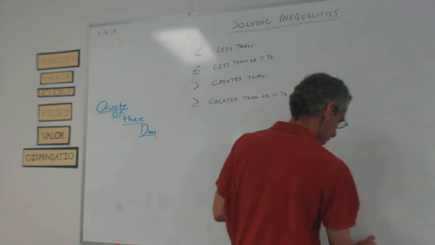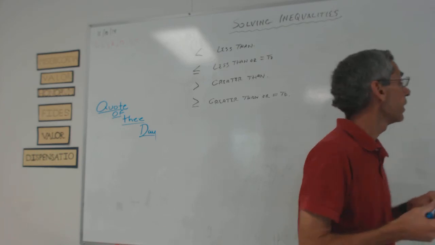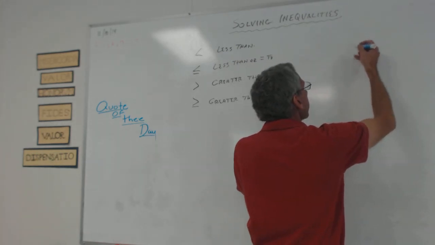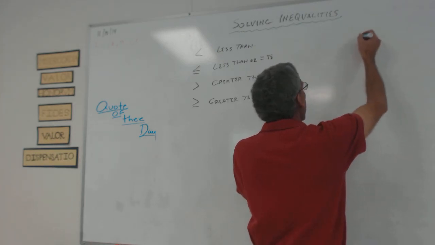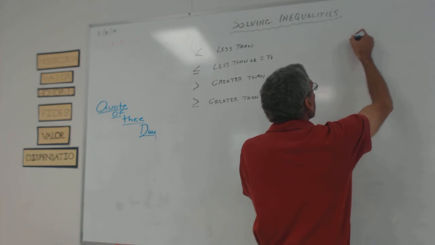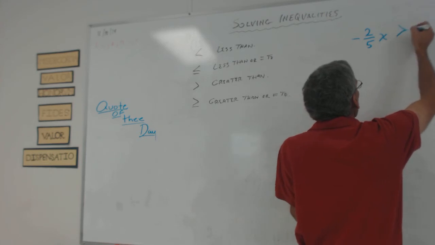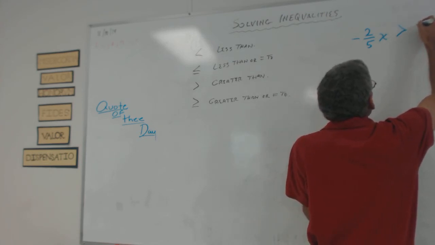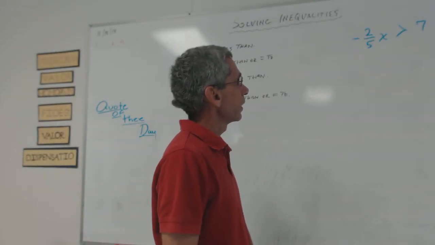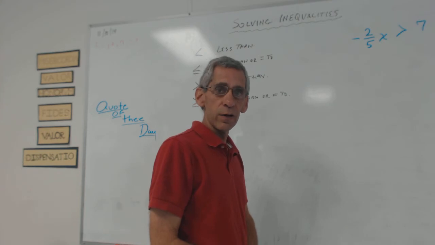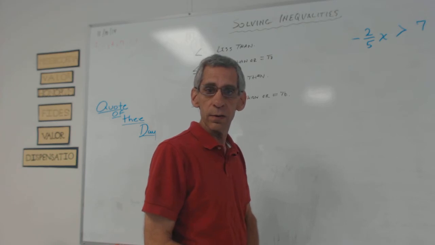So that's the shortcut, and that helps. You know, I like shortcuts, so it's worth it to me to memorize that little trick to flip that sign, right? Now, what if I had this? Let me think for a second. What if I had negative 2/5 x is greater than 7? I don't want to know what negative 2/5 x is. I want to know what 1x is, right? So you multiply by 5.